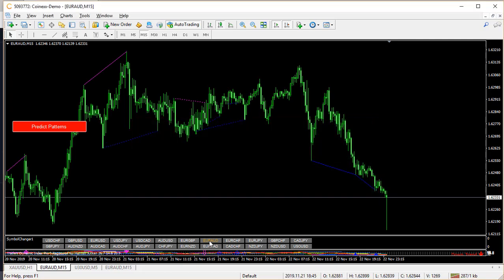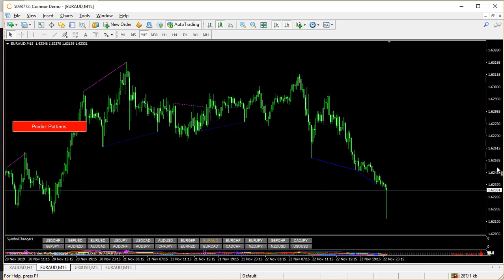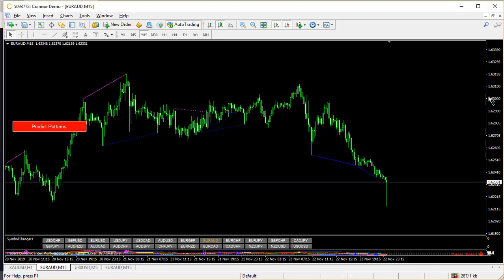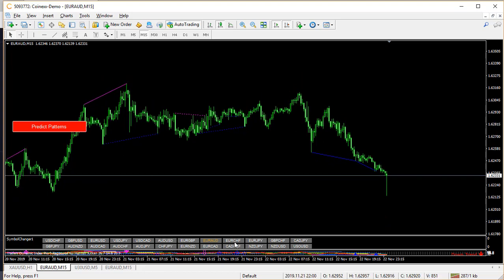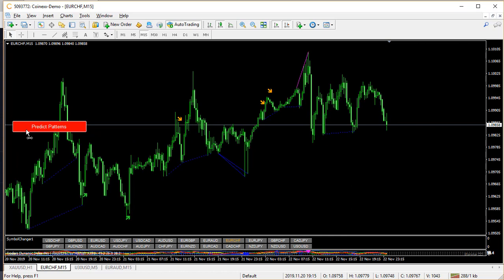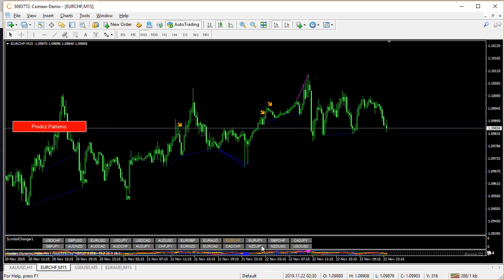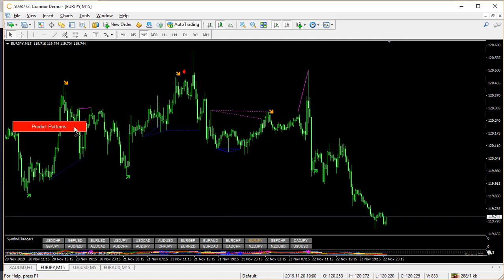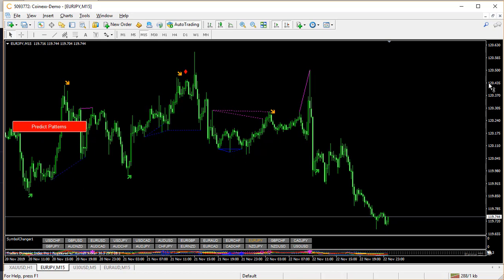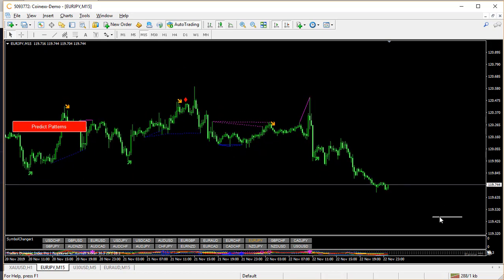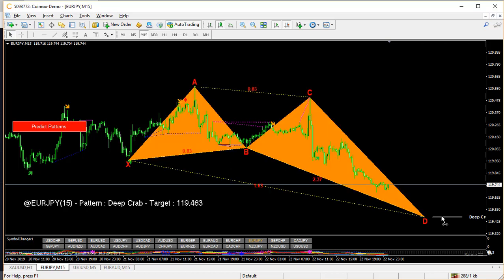So no pattern on RGBP, error odd, no pattern, error chef, no pattern there as well. EJ, we have one pattern, and it's a crab. Again, I'm not interested in crab, so we skip it.